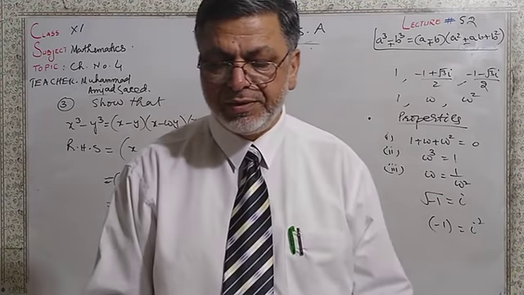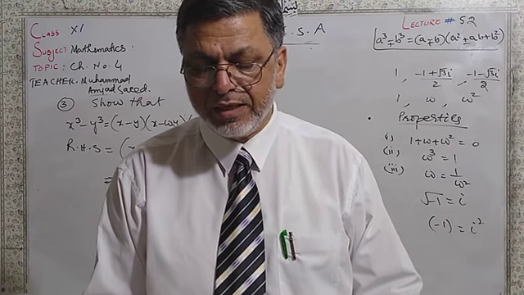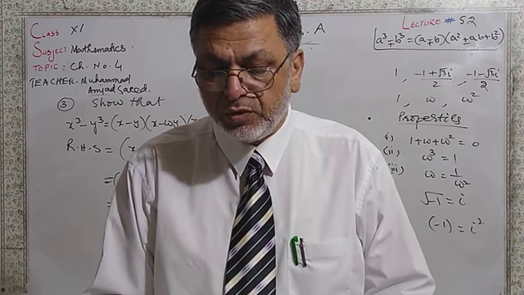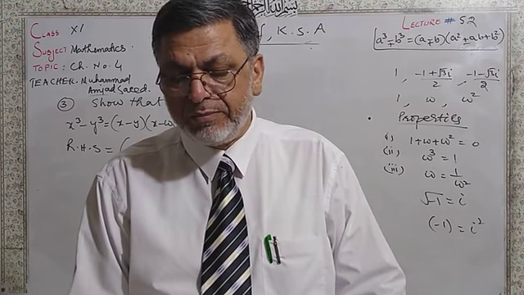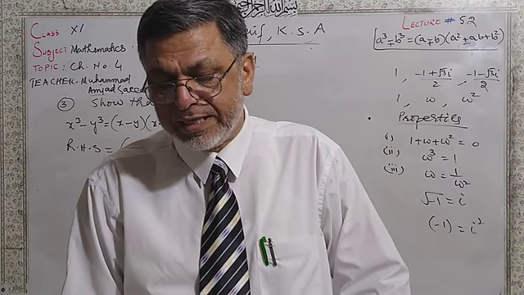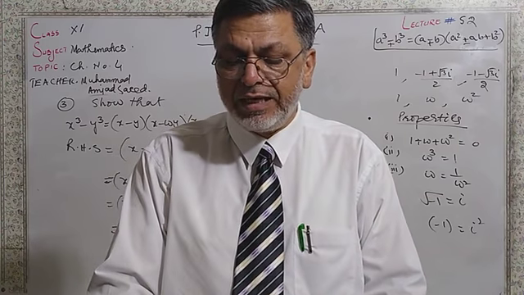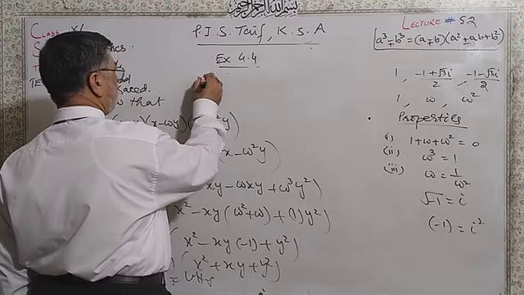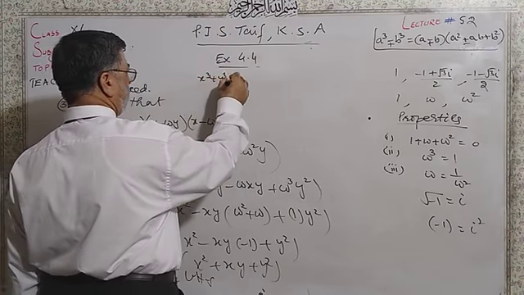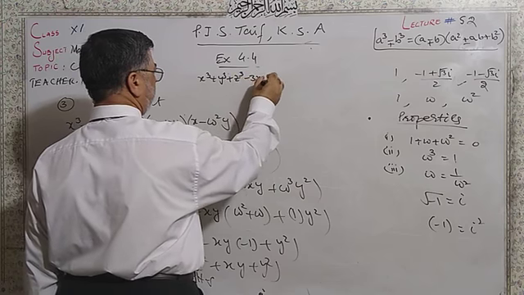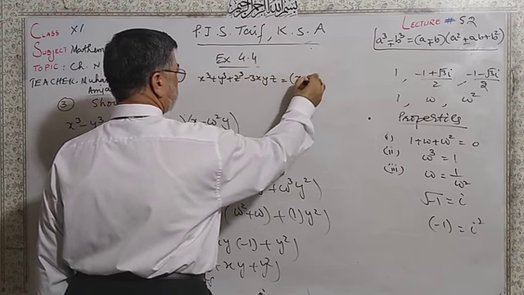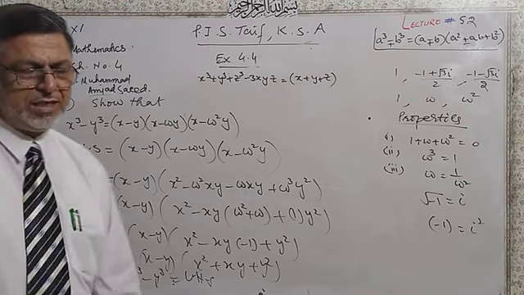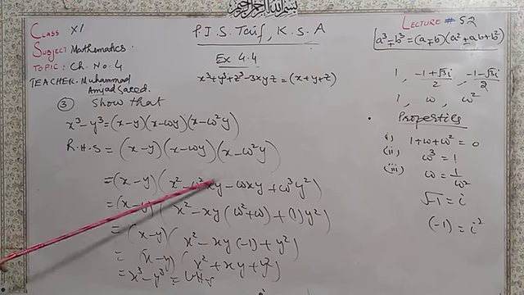After that we have question number 3, part 2 and 3. In case of part number 2, you will multiply the two brackets, and left hand side is actually a formula: x cube plus y cube plus z cube minus 3xyz. This is x plus y plus z. Dear students, I am giving you the hint. Similar question.